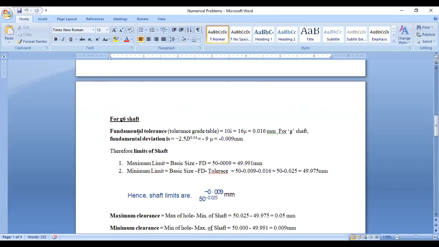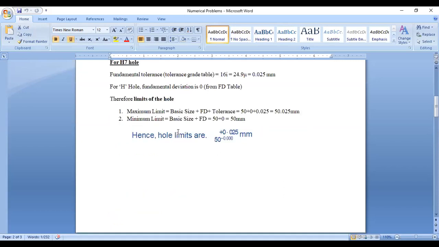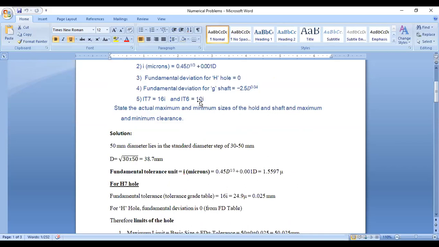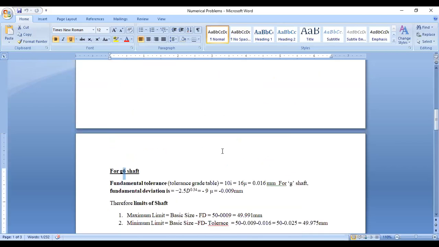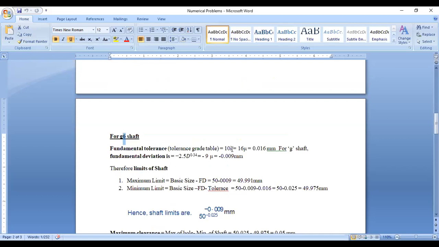So first thing is you have to calculate the fundamental tolerance, that is the tolerance value. Here you have to refer to IT6 in your problem statement. So IT6 is 10I, he has given. So 10I, which is equal to, you will get the answer. You have to substitute the value of I here. You will get it in terms of microns, because you will be substituting the value of I in microns. Then you convert this into mm. You will get 0.016 mm.